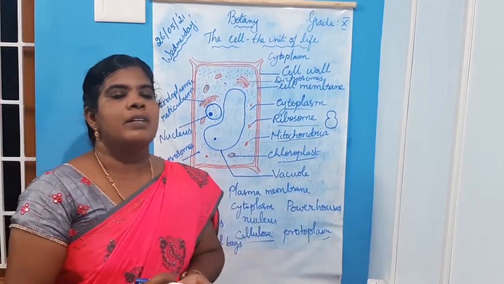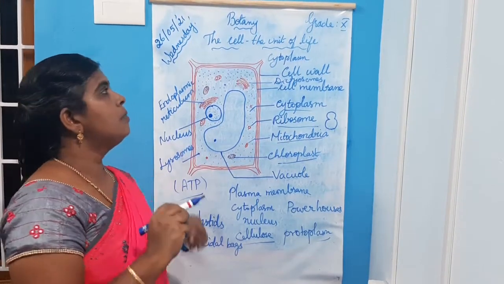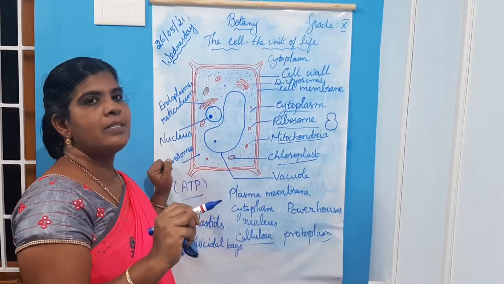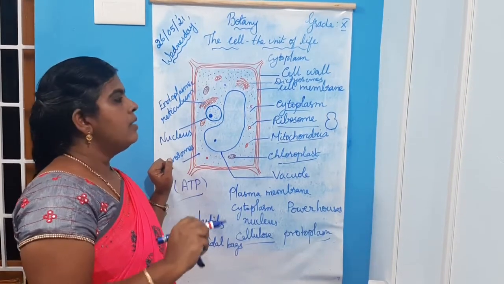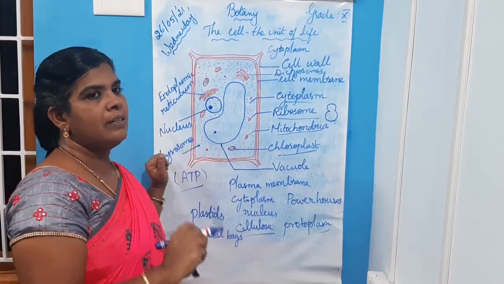Next, draw a plant cell and label its parts. These are the questions you are writing and learning.